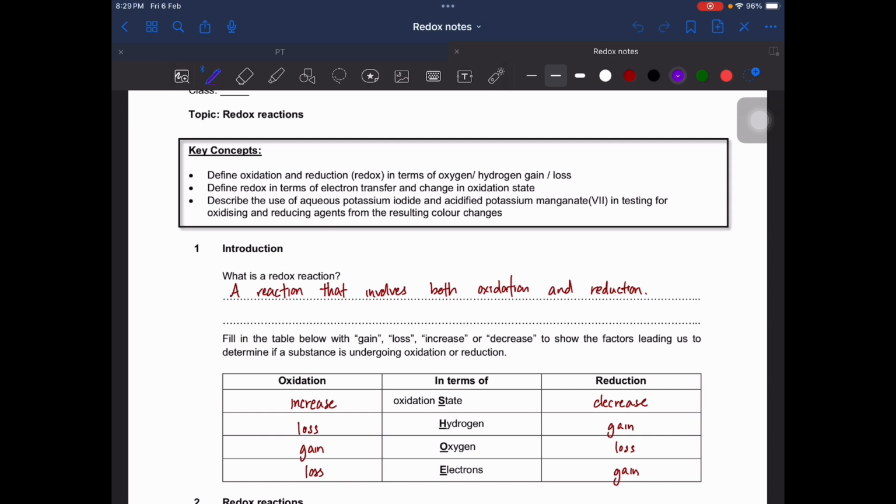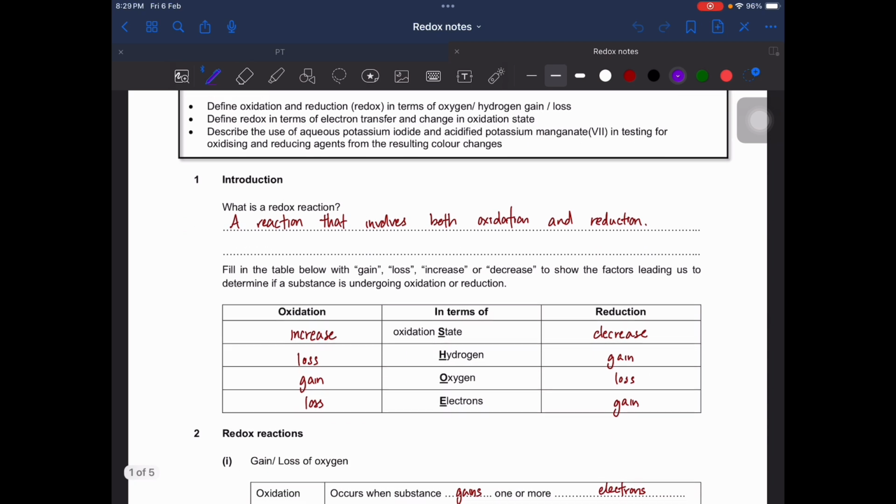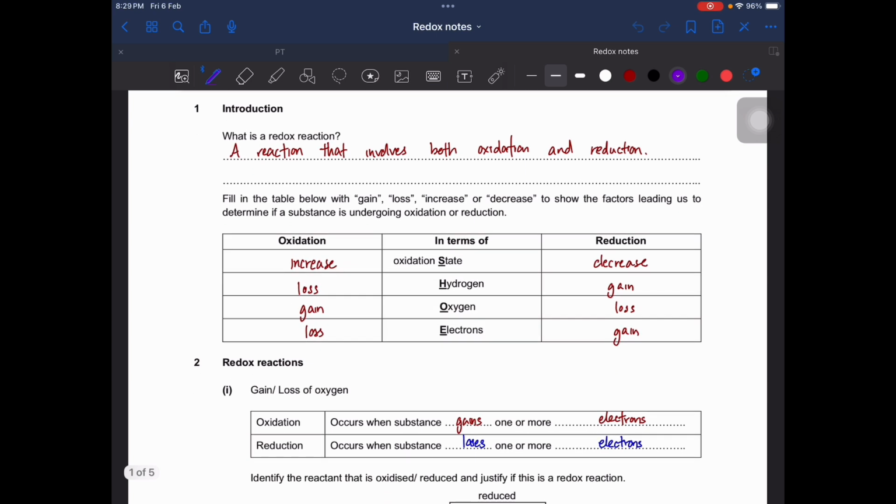Right, so what we're going to learn here is to understand how exactly we could tell which particular one a reaction belongs to. For this concept, we look at four different things. We look at oxidation state, we look at hydrogen, that means the element H, we look at oxygen, we also look at electrons. So there are four ways to look at this, and to simplify it, we use the acronym SHOE. Oxidation is where there's an increase in oxidation state, or a loss in hydrogen, or a gain in oxygen, or a loss in electrons. Later we'll take a look at what this means.